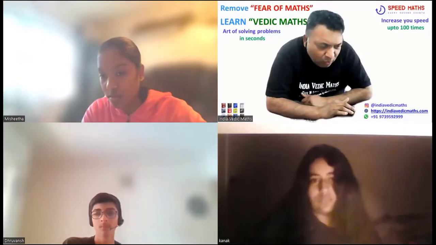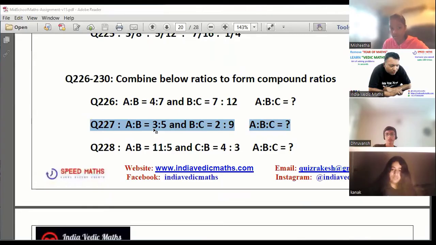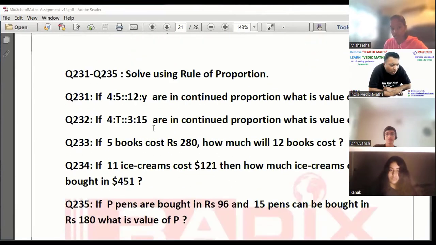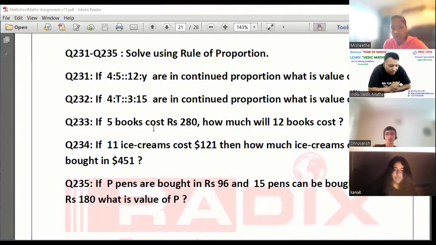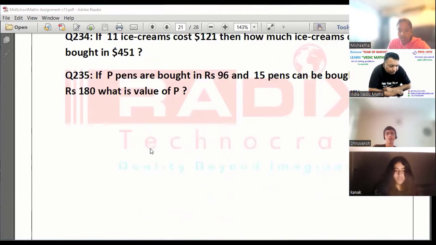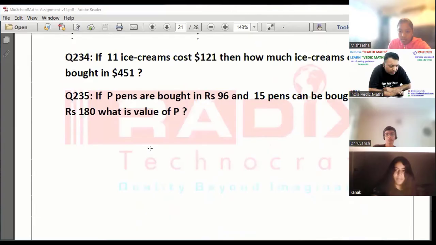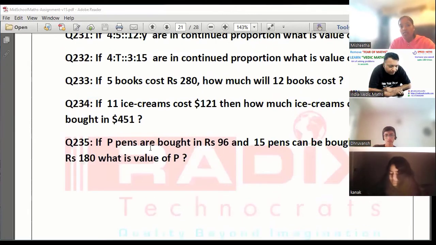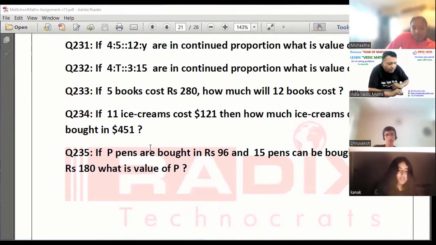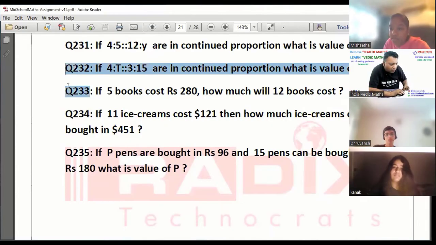Now let's come back to this sheet and tell me any other problem. 226, 227, 228, 29, 30 or 31, 35. Rule of proportion we talked about, right? I have a doubt. Yes, please. 232. So let's do 232 again on the whiteboard.